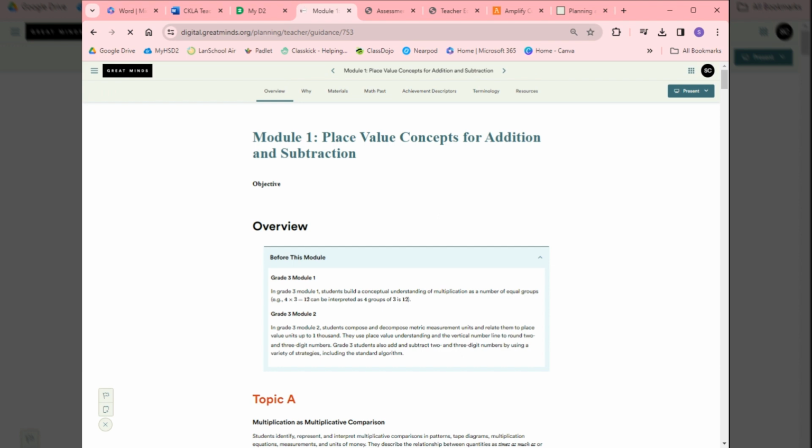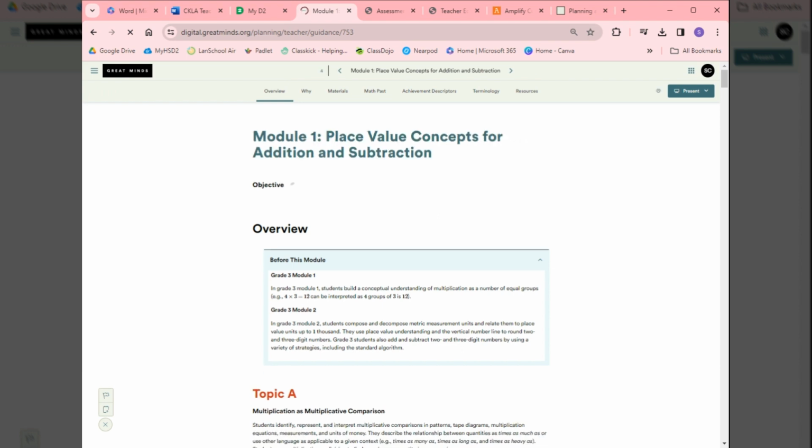Eureka is very top-down in its planning. You need to understand where students are coming from, where they're going, and major arching concepts before you can take a look at the individual lessons. So in this section, we're going to see an overview.